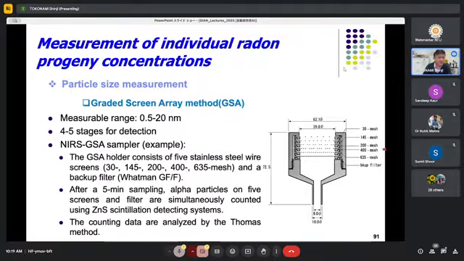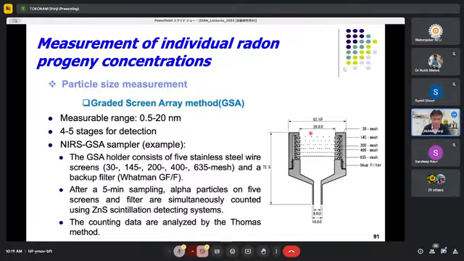So I'd like to explain the graded screen array technique, GSA. The measurable range of the technique is 0.5 to 20 nanometers, which is suitable for ultra-fine progeny measurement. There are 4 to 5 stages for detection. You can see this is a sample of the GSA holder.